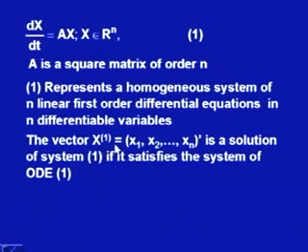The vector x1, which is having n components, is a column vector. We say it is a solution of the given system 1 if it satisfies the system of ordinary differential equations, or in short we say ODE. So, any function which satisfies this differential equation is called the solution of this system. We denote this solution vector as x1.